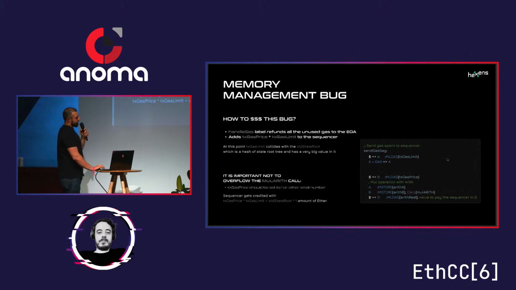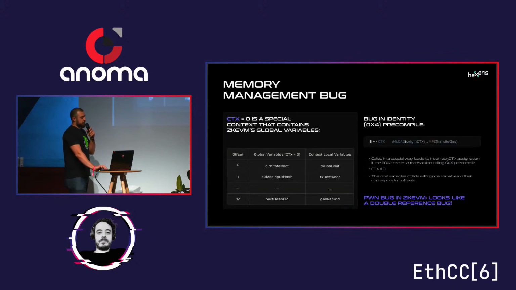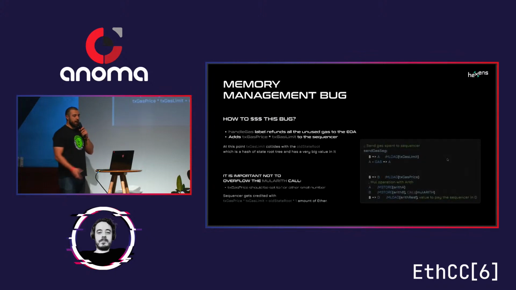Eventually we found the function in zkEVM called handle gas. That's basically a function that credits the sequencer for the transaction fee, just multiplying gas price by gas limit and crediting it to the sequencer balance. And as you can see, the gas limit here will be the old state root, which is a hash value, and it's almost guaranteed to have a super big absolute value.